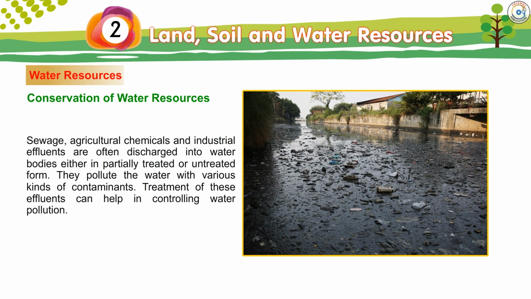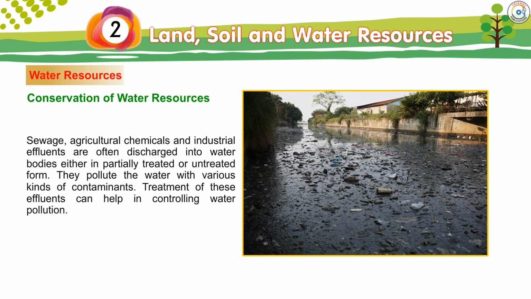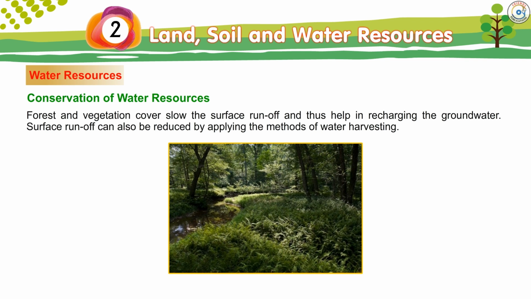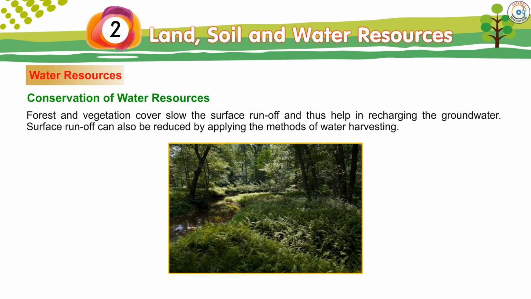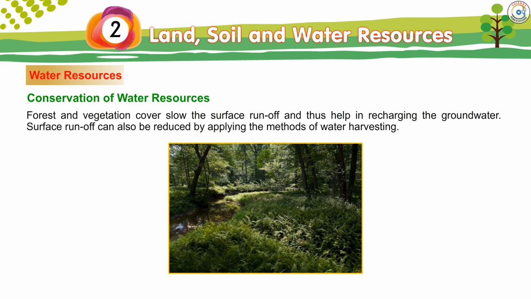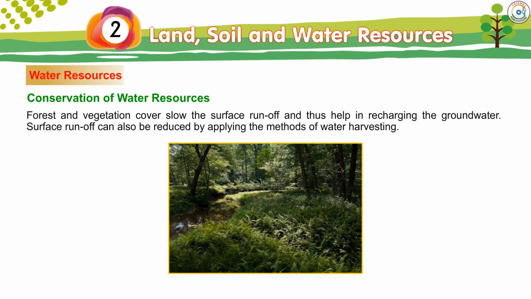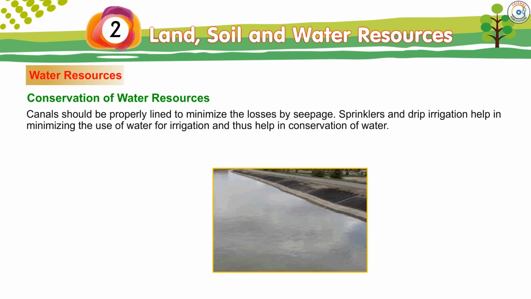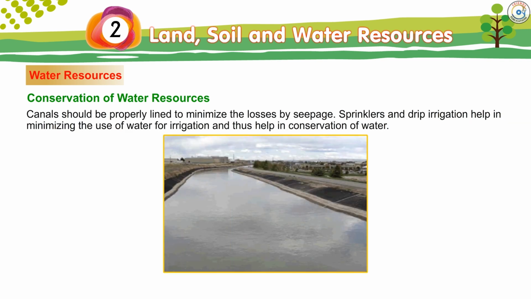Treatment of these effluents can help in controlling water pollution. Forest and vegetation cover slows the surface runoff and thus helps in recharging the groundwater. Surface runoff can also be reduced by applying the methods of water harvesting. Canals should be properly lined to minimize the losses by seepage.